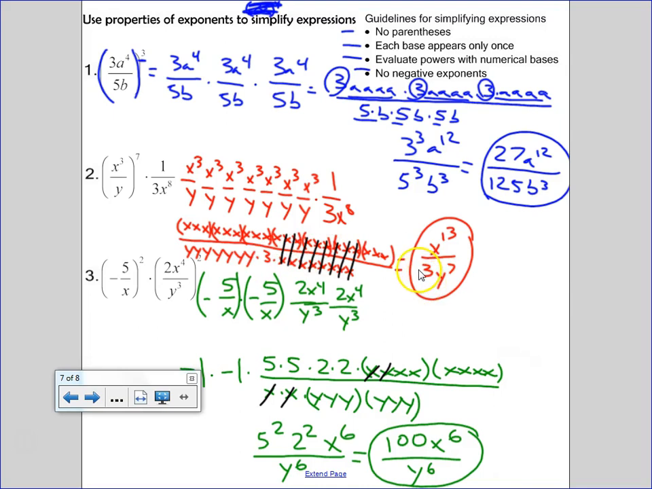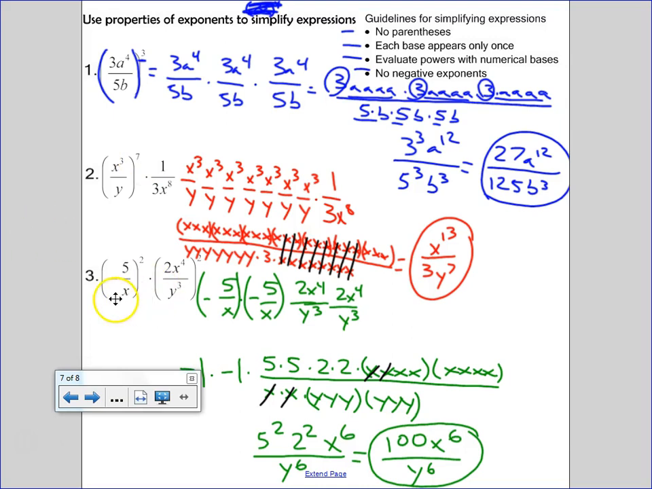So we've got each base appearing only once. We've evaluated the powers of numerical bases. No negative exponents. Notice we want to put the numerical bases first before the exponents, or the variable exponents. That's typically the way we want to write them.